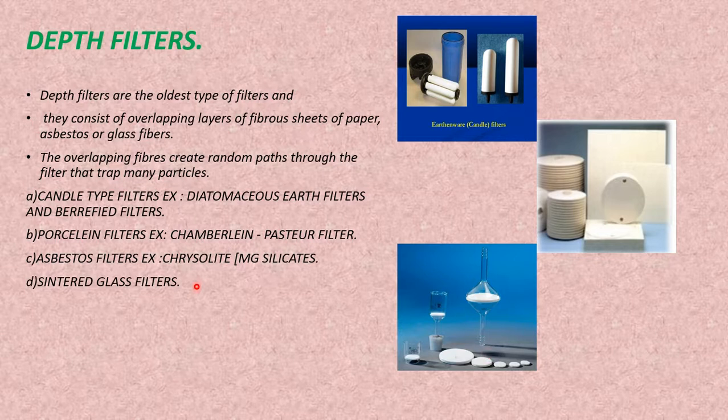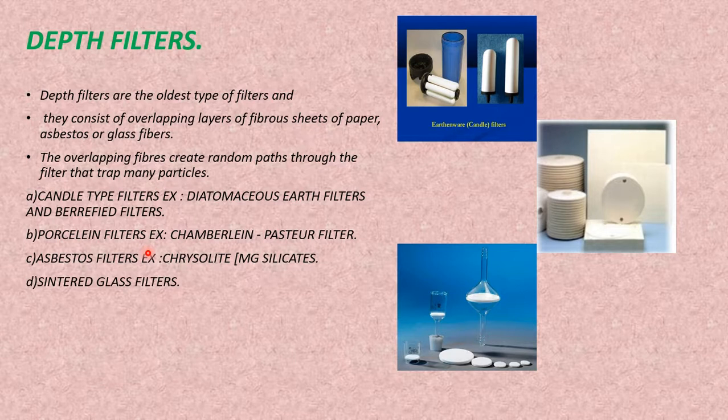And then coming to the last one, the sinter glass filter. These are made up of finely ground glass which is fused to make particles adhere. They are available with different pore sizes. So we have different types of pores where they are kept and the liquid is passed. These are all about the depth filters. So we have seen the four types of depth filters: candle type filters, porcelain filters, asbestos filters, and then the sinter glass filter.